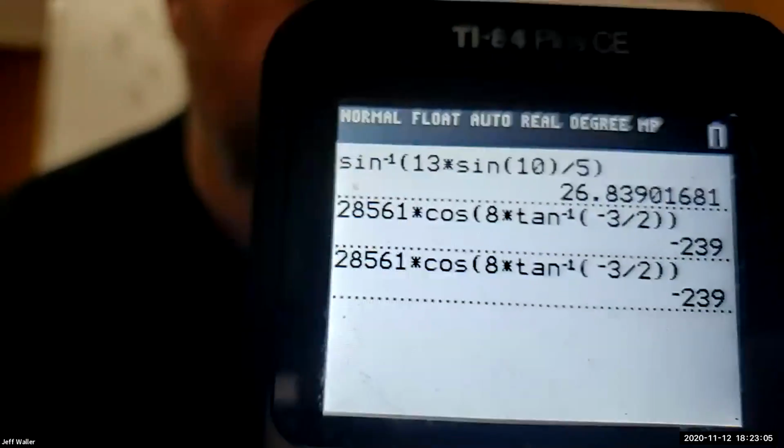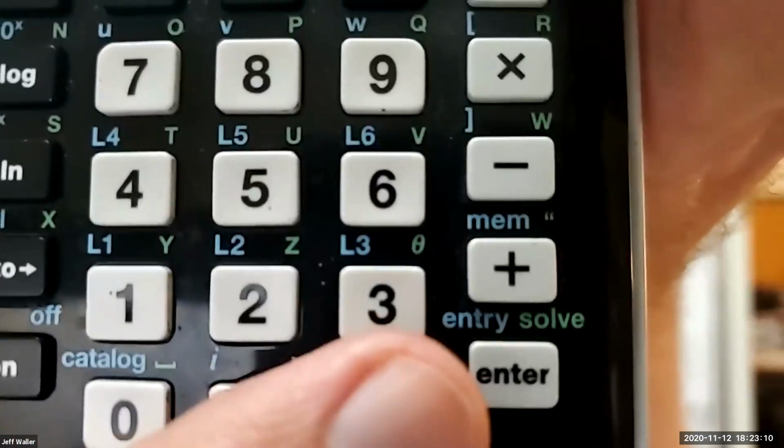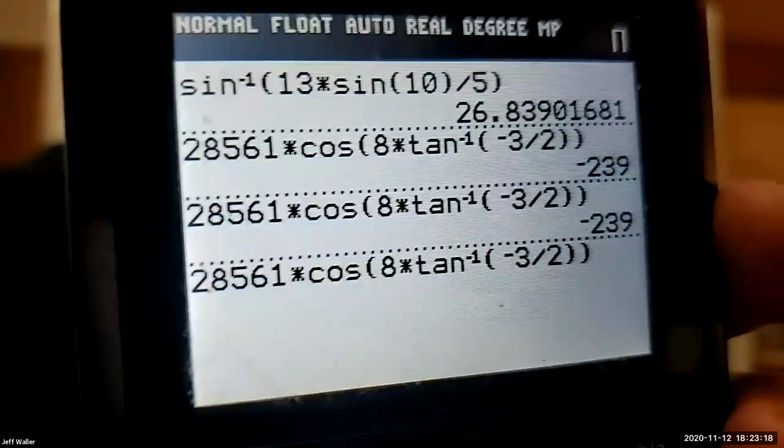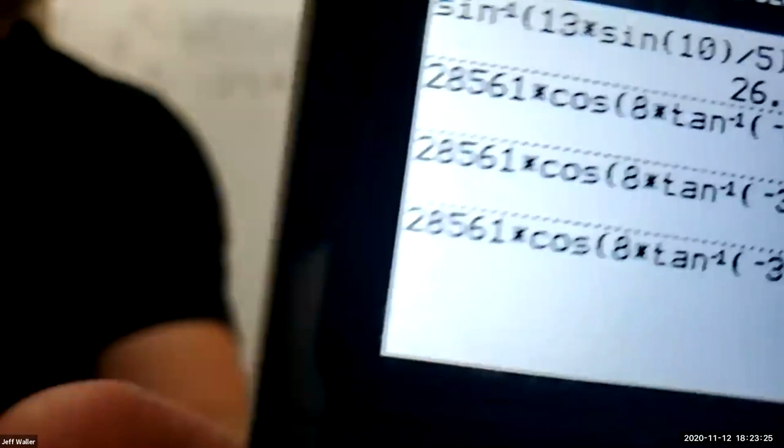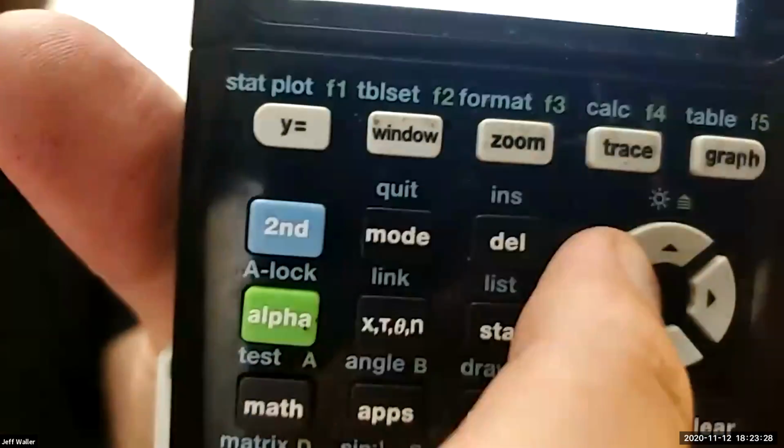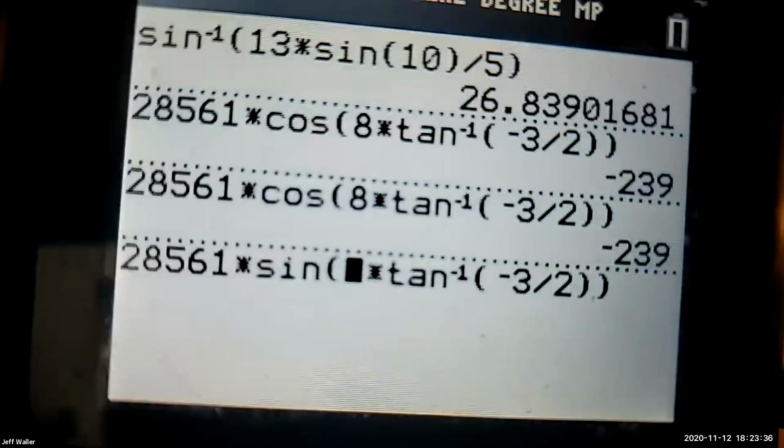All right, here we go. Do you see that? So if I hit second enter, I think most of you guys know this, it brings that back up. And then I can just go back, hitting the over arrow, and change the cosine to a sine. So now I just hit sine, pop, because everything else is the same. It's just a sine there, right? I know that took a while, but that is a shortcut.